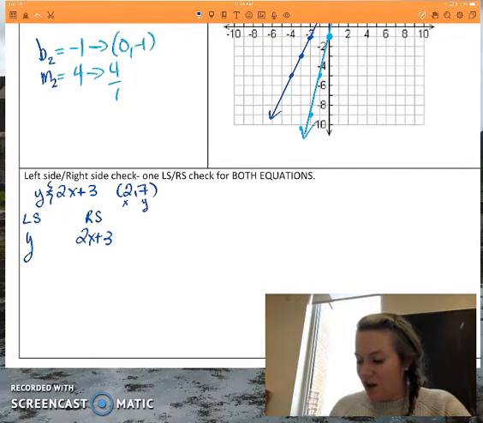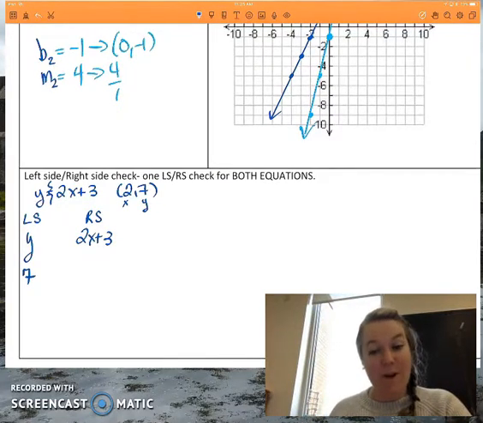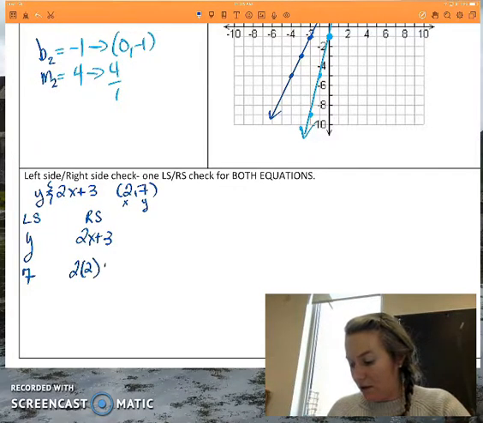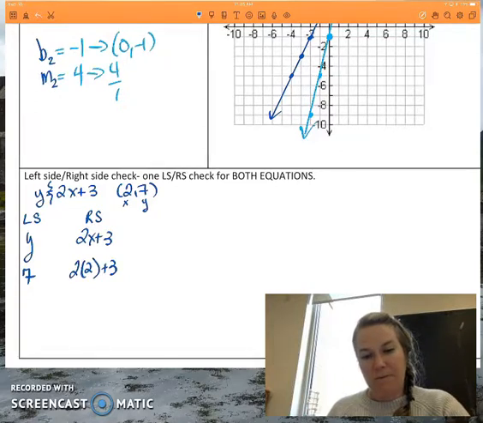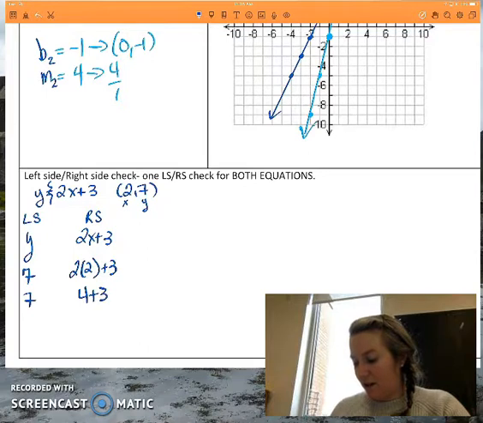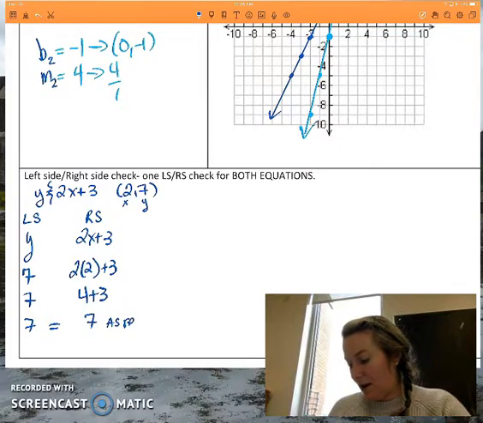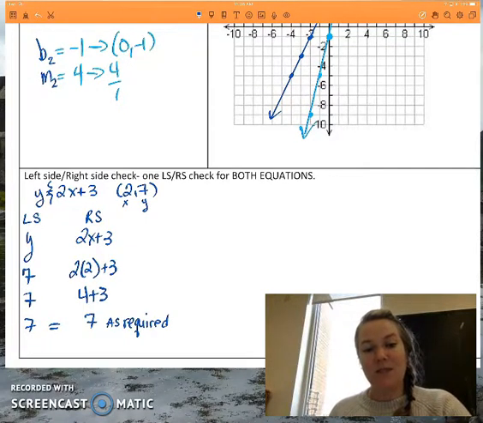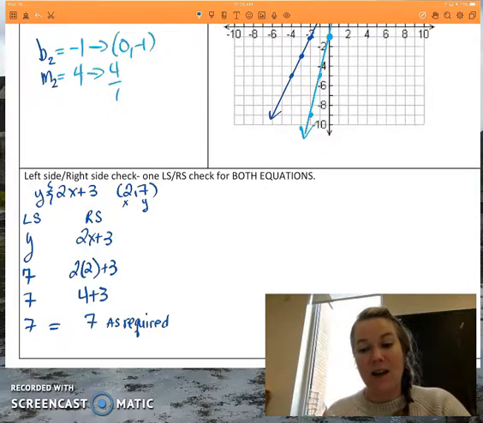So what's the y value? The y value is 7. I'm getting that from the POI. And the x value is 2. So this is staying 7. This is 4 plus 3. This is 7. This is 7. Now I can put my equal sign in and say, as required, the left side equals the right side. That means that 2, 7 is definitely on the line y equals 2x plus 3.